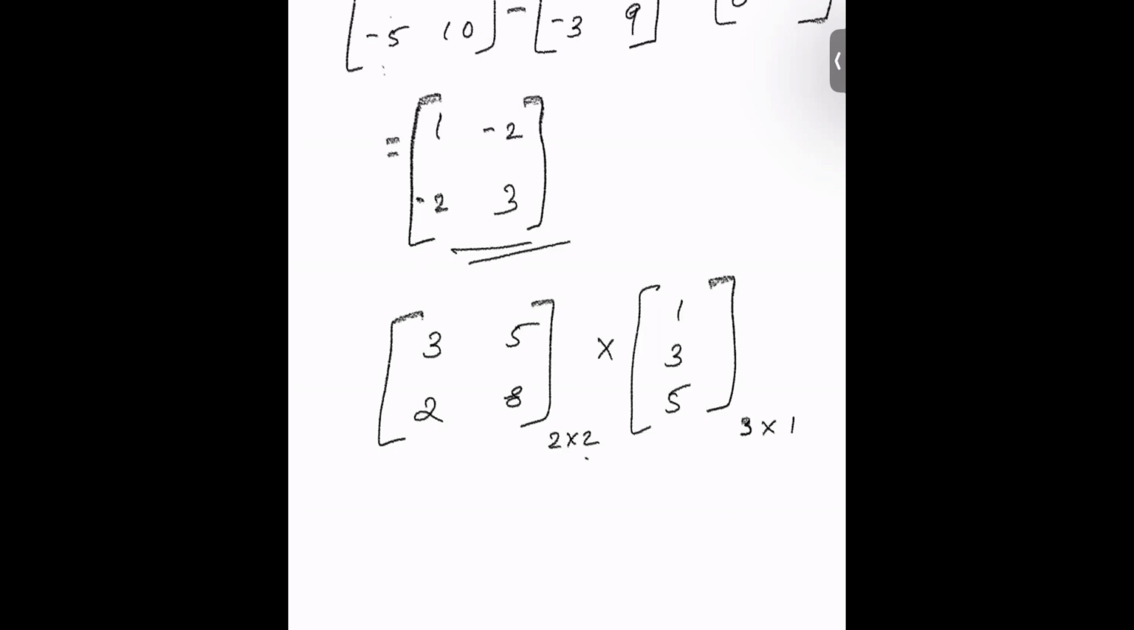So do you think the number of columns of the first matrix and number of rows of the second matrix should be same? In this case, they are not same. So when they are not same, multiplication is not possible. So first thing to check is that. So here you can say that multiplication is not possible. For this question, you can write like that.